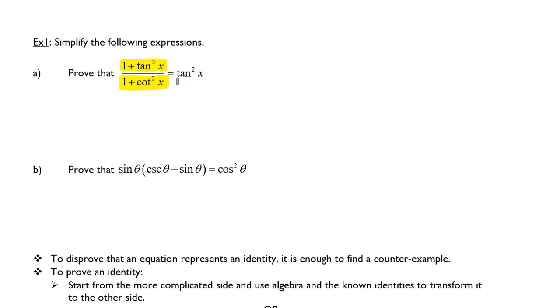So we need to get it to look like tangent squared of x, which implies that I will be working on the left side only. Left-hand side, LHS, left-hand side only. So make sure you don't mess with the right side of this identity, because we have to prove that we can make it look like the right-hand side.